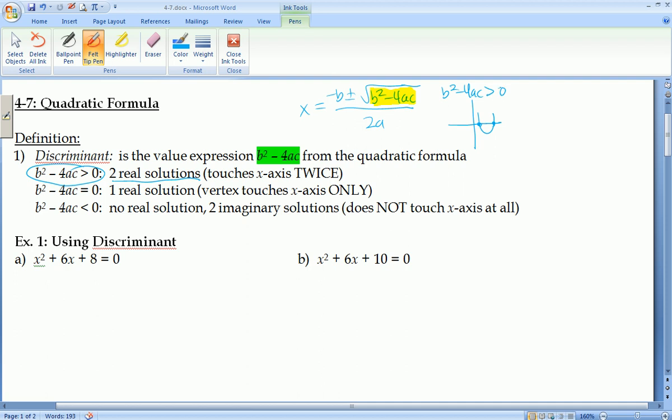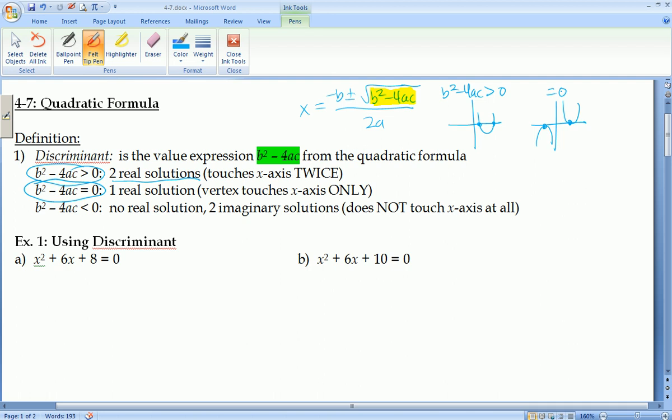Okay, your next scenario is if it equals 0. If everything inside your radical equals 0, then it's going to touch the x-axis once. It could be going up or it could be going down. It doesn't matter. Okay, that means that the vertex is going to be at, or going to touch, the x-axis.